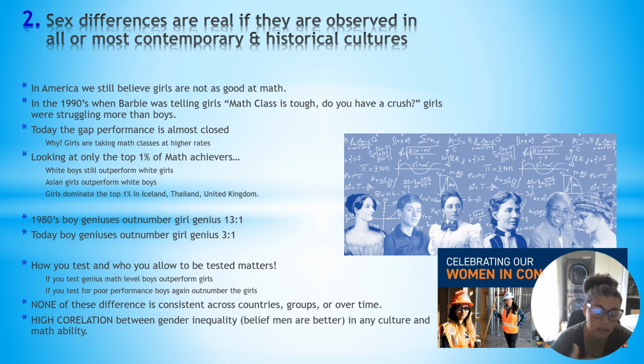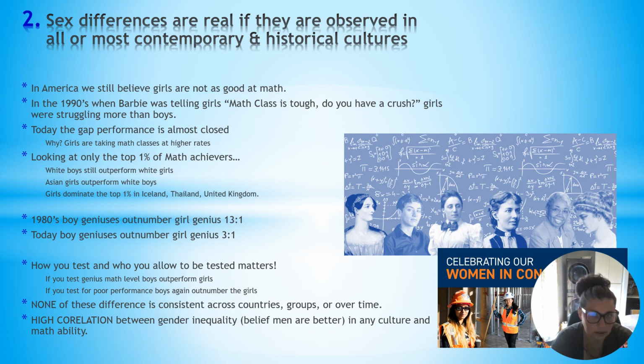So people who are wealthy, or different racial groups or ethnic groups, right? So cultures change based on time and place and culture, meaning race, class, that type of thing. So looking at the top 1% of math achievers today, white boys still outperform white girls, but Asian girls outperform those same white boys.